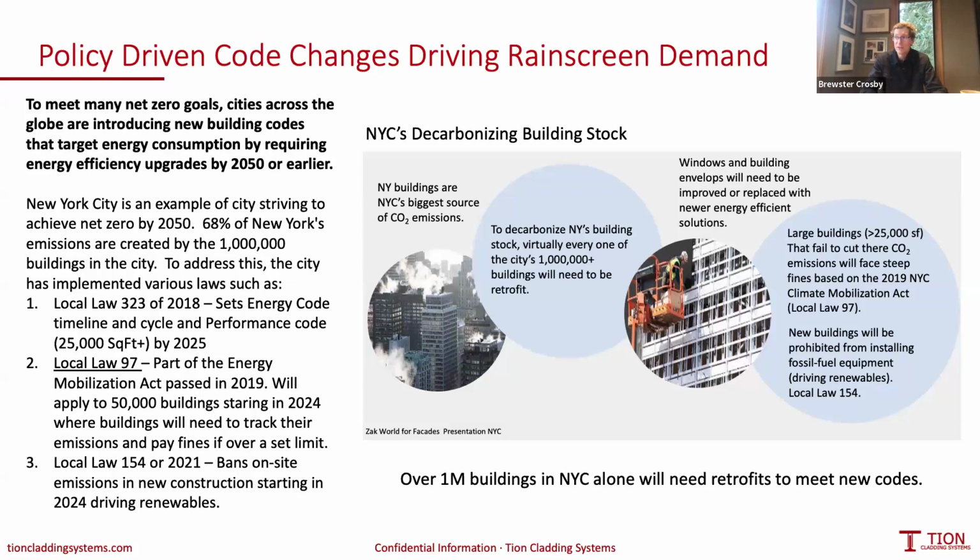New York, like I said, has a million buildings that need to be upgraded. And each of these buildings need to be upgraded by 2050. So the ways to do it is you can improve your energy efficiency on the inside of the building. That might be better insulation inside. It might be a better HVAC system. It could be, as you move to the outside, upgraded windows. But in a lot of cases, it's going to be an upgraded exterior envelope and a rain screen to help provide that energy efficiency.